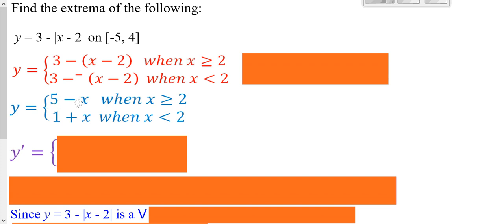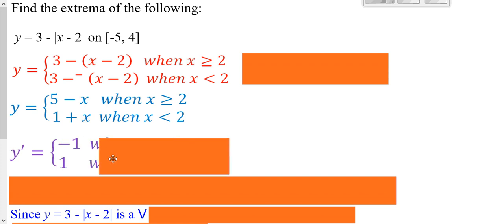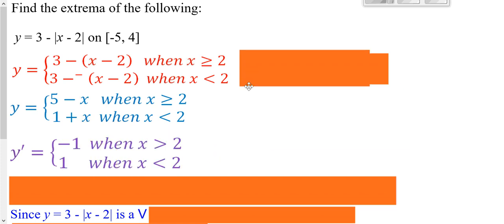Take your derivative of the first one, you should know you just get negative 1. Derivative of the second one, you get 1. And notice over here, there's no equal to. Why is there no equal to when there was up here? Well, remember, at 2, that's the point of your V, which is a cusp. And according to your vocab, your derivative does not exist at a cusp. So that's why there's no equal to here on our derivative.